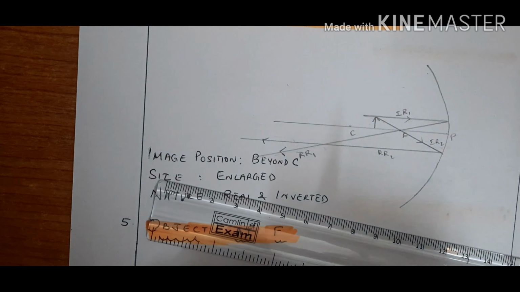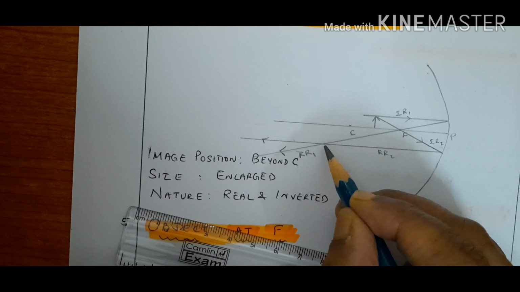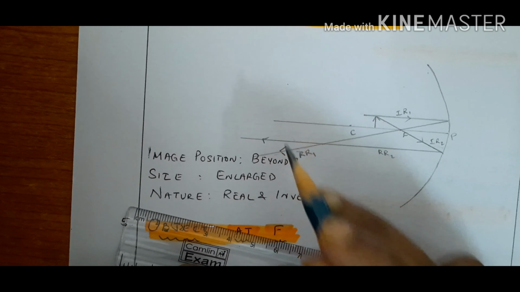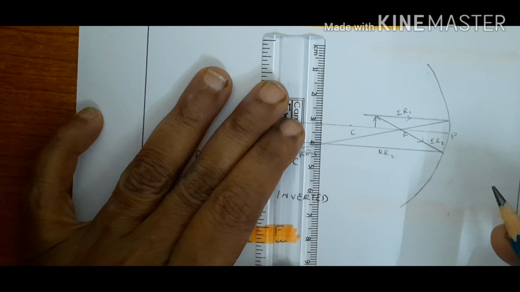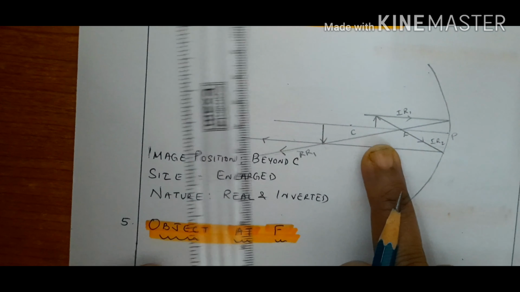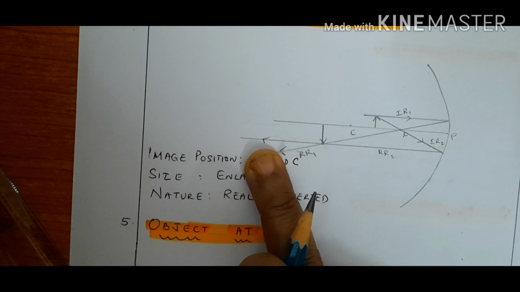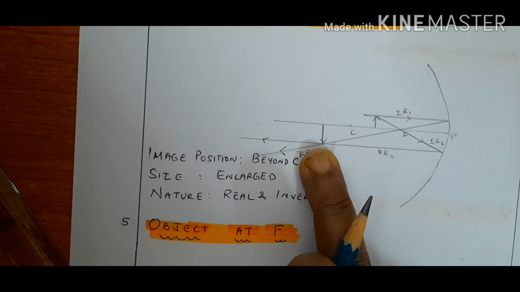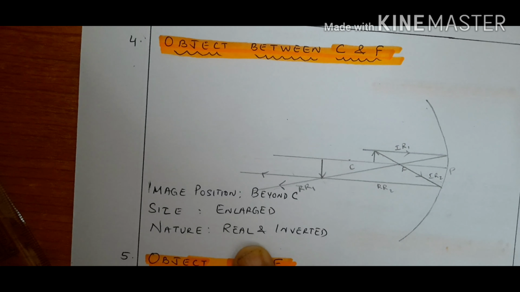Now where are the two reflected rays meeting? The two reflected rays are meeting here, and this point is beyond the center of curvature. You can make assumptions just by looking at this. You can understand that the image position is beyond the center of curvature, and because the two reflected rays are actually meeting, you get a real and inverted image. So here the object was between C and F.